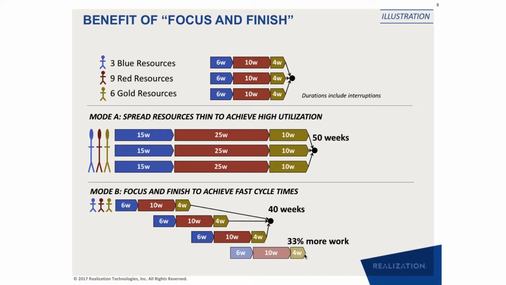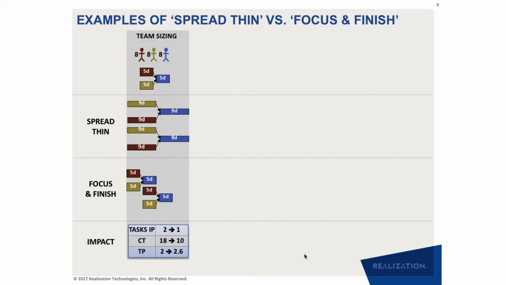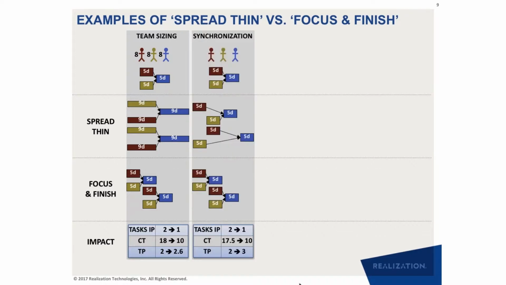Now, how this focus and finish versus spreading thin actually happens, I think it is also a slide worth revisiting. Right, so one is simple. You have a team sizing, which is the case that we discussed. Instead of having 8 people dedicated to one project, 8 red, 8 yellow, 8 blue, you split them into 2 teams and put 4 people in each project. Right? So this is the example that we just saw.